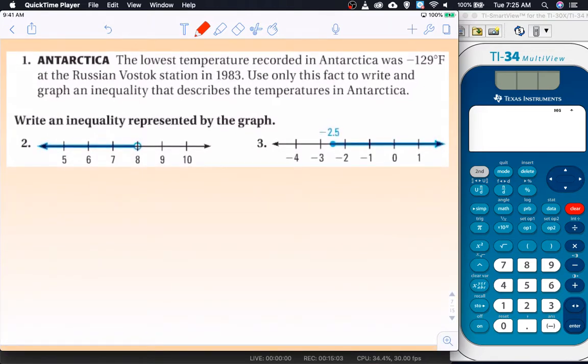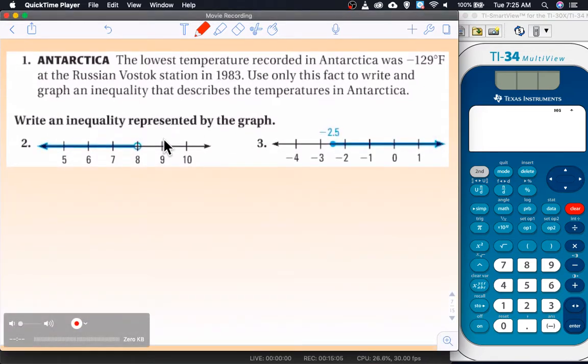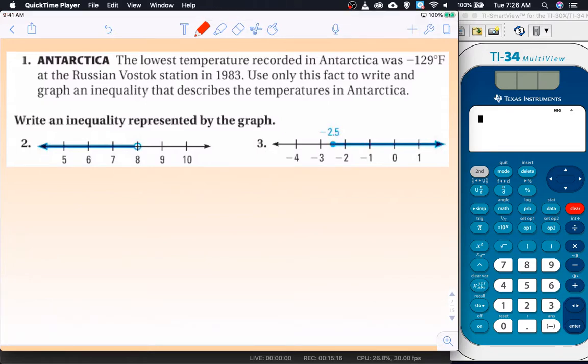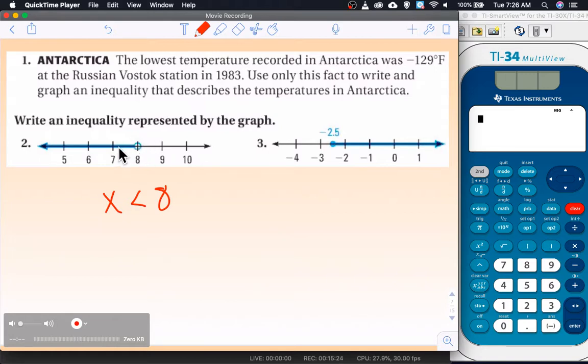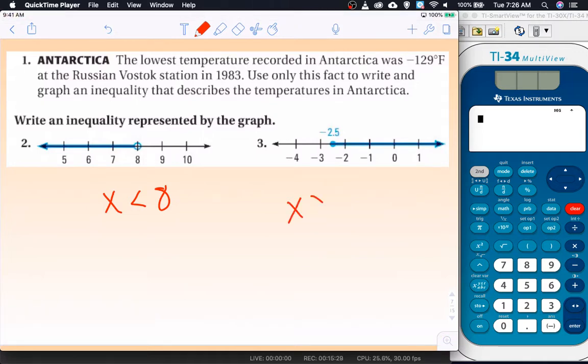And I'm going to skip these for now. If you would like, actually I lied. I'm not going to do the first one. I'm going to do these two here. So could you take this graph and write it as an inequality? I encourage you to pause the video and try it. X is less than 8. It's just a less than, and we're shading numbers that are less than 8. X is greater than or equal to negative 2.5. So that's a way you can check your knowledge, to see if you are on the right track.